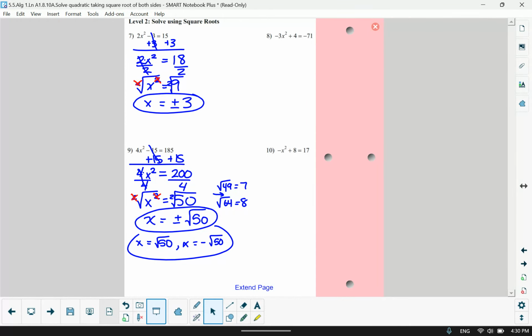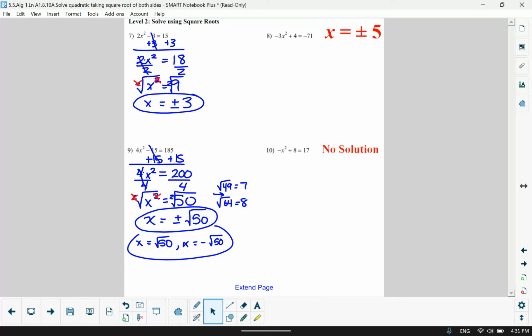Look at how those problems are similar. Look at how they're different. Then pause your video, go on to 8 and 10, come back when you're ready to check your answers. Number 8 is in fact a possible equation with 2 solutions, positive or negative 5. Number 10, however, is not. I like to put that negative 1 right here. See if you can figure out why there is no solution. If not, talk to a partner or ask a question when I return.